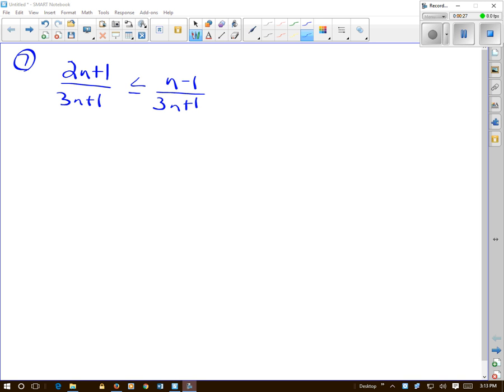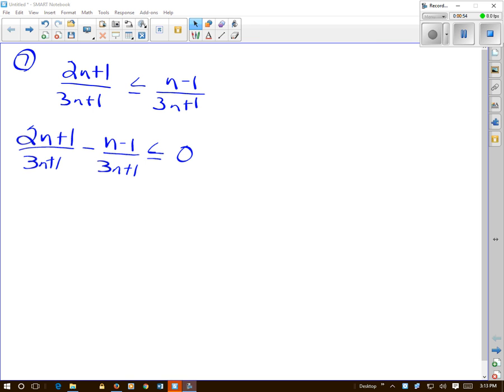want first. In order to make a sign chart, we always want one side of the inequality to be 0. So we're going to start off there, and let's just subtract the left side. So we have (2n plus 1) over (3n plus 1) minus (n minus 1) over (3n plus 1). And that is less than or equal to 0 then.